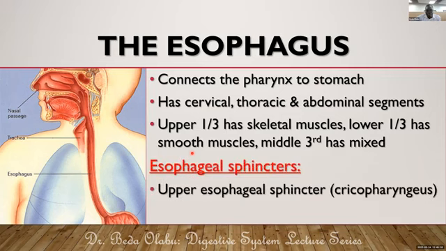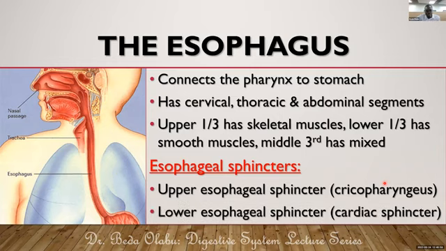The esophagus has some sphincters. The upper esophageal sphincter is formed by the lower part of the inferior pharyngeal constrictor. That lower part of the inferior pharyngeal constrictor comes from the cricoid cartilage to the pharynx, and so it's called cricopharyngeus. So the cricopharyngeus is the lower part of the inferior pharyngeal constrictor, and it forms the upper esophageal sphincter. I told you that's the narrowest part of the alimentary canal.